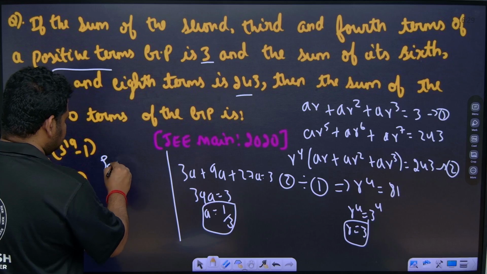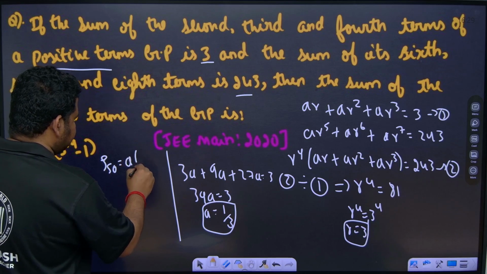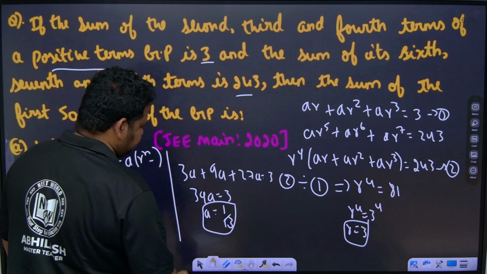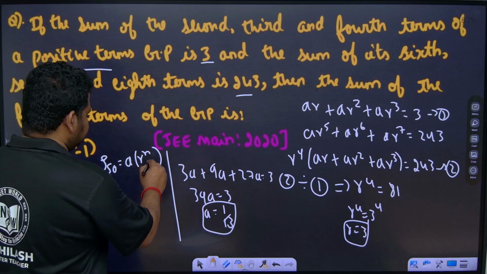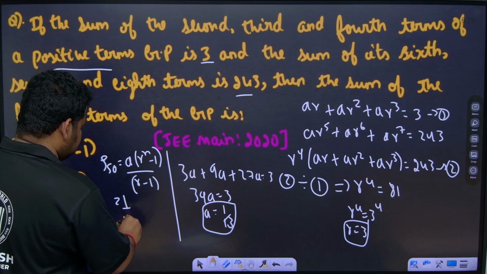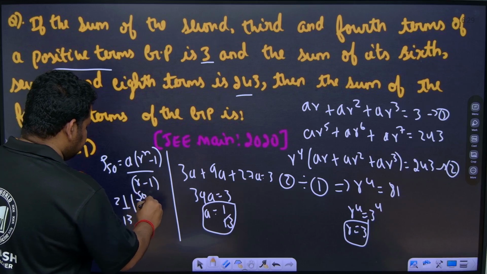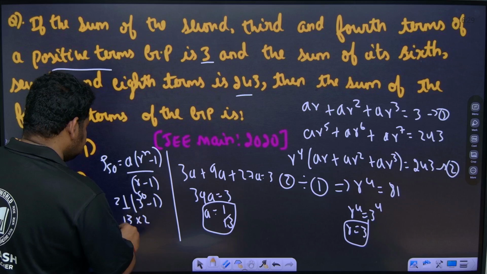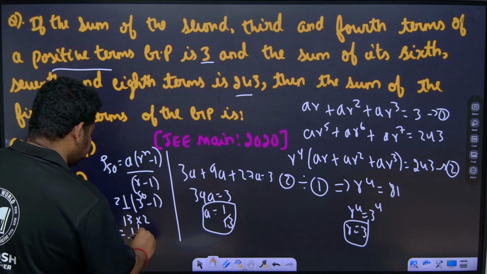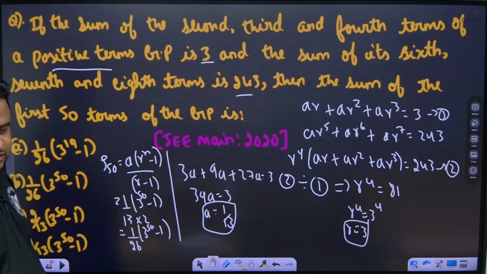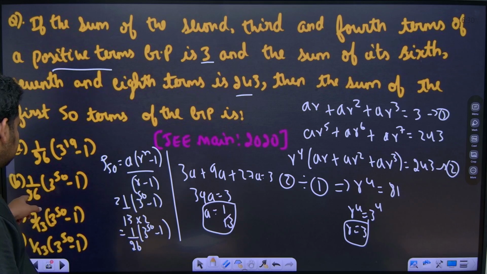S50 is equal to a into r to the power of n minus 1 divided by r minus 1. So a is 1 by 13, r is 3, n is 50, divided by r minus 1, which is 2. So it is 1 by 26 into 3 to the power of 50 minus 1. Simple question, simple if you understand the logic. Which is the option? That is option B.